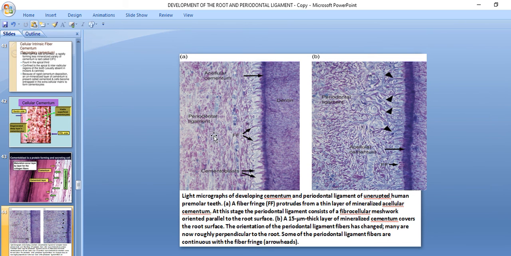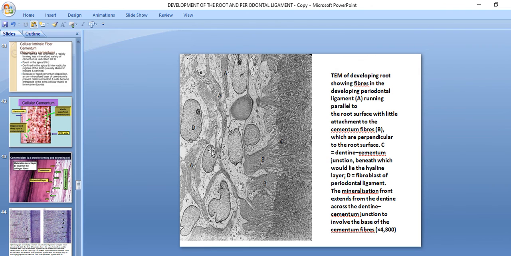meshwork oriented parallel to the root surface, and here you can see a 15 micrometer thick layer of mineralized cementum covers the root surface, and the orientation of the periodontal ligament fibers has changed, and many are now roughly perpendicular to the root surface. Some of the periodontal ligament fibers, here you can see, are continuous with the fiber fringe.